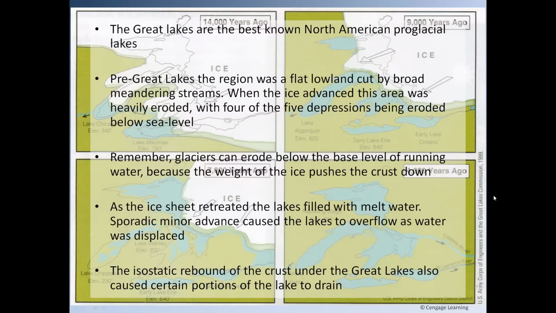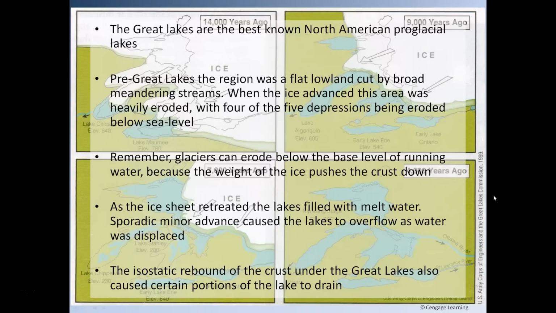So arguably the best example of a proglacial lake in North America are the Great Lakes. Before the last ice age, the Great Lakes was a region of relatively flat, relatively lowland. It was probably a fluvial system, probably covered by lots and lots of large meandering rivers. So what happened was, as the ice sheet began to move over the area, it was very heavily eroded. All the soil got stripped off, and essentially the glacier was moving over the bedrock.